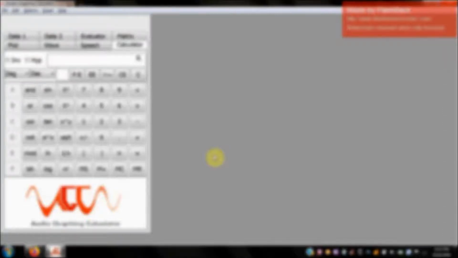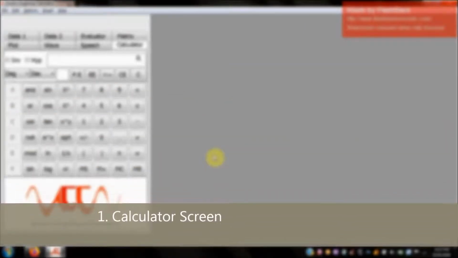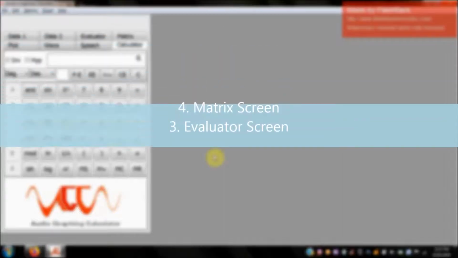Number one is that it has a calculator screen which is similar to a regular handheld scientific calculator. Number two is that it has a graphing capability, and the graph output can be printed in both the ink printer and the braille printer. The user who is blind or low vision can also listen to the tone of the graph as being played by this application. Number three is that this app has a powerful evaluator screen.